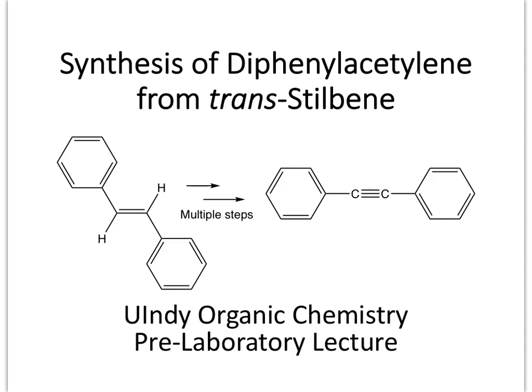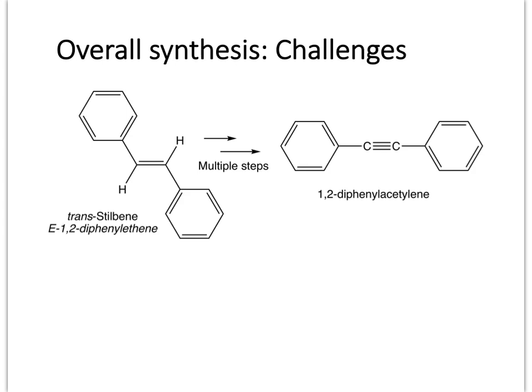This is our pre-laboratory lecture for the synthesis of diphenylacetylene from trans-Stilbene. This is a lab that we're going to be doing this week in organic chemistry. So we're starting with trans-Stilbene, a diphenylalkene, and we're going from an alkene to an alkyne. And that looks like it's fairly straightforward in that you would only need to add one more pi bond.